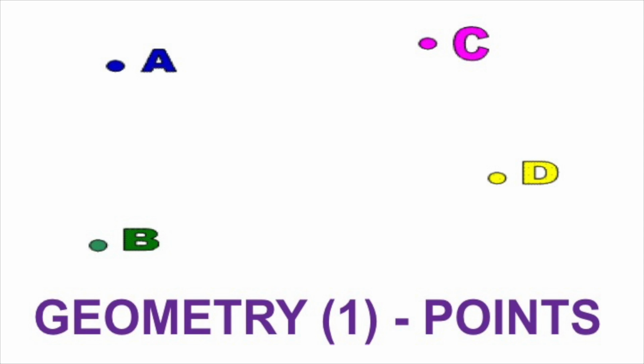Green. How about point C? Pink. And point D? Yellow. You see how points have to have different references so we can tell them apart. If they were just black dots and I said go to the point, you wouldn't know which one.